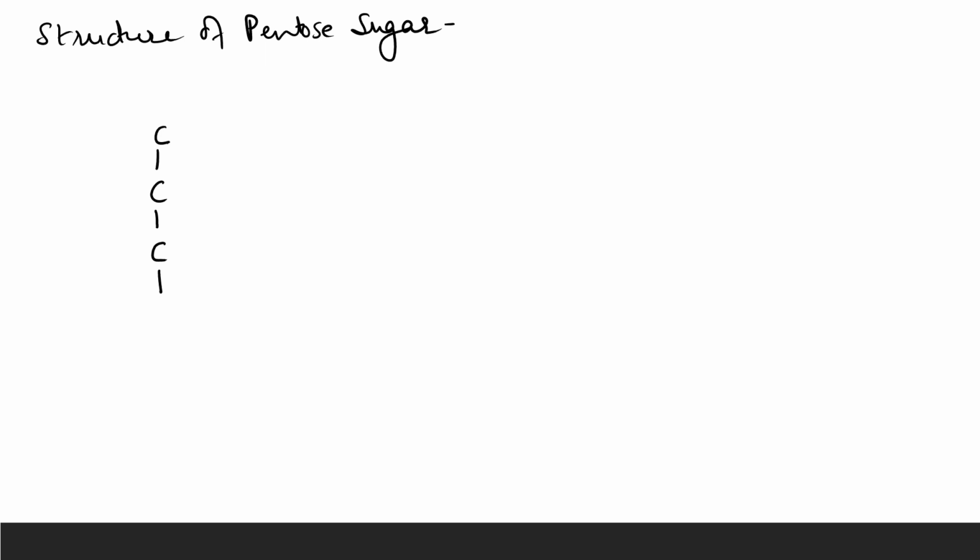All right. Now what we are doing is trying to understand the structure of pentose sugar, right? We just said that pentose sugar is made up of 5 carbons. So on carbon number 1, an aldehyde group is there. So here we have the aldehyde group.